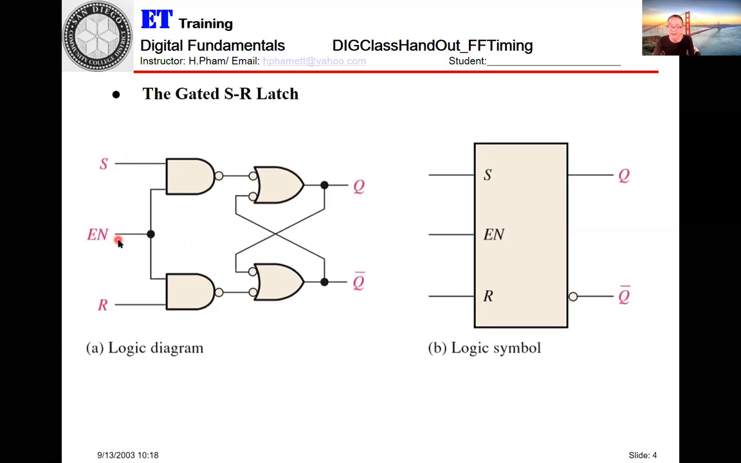Okay? So basically the enable here controls that output. If you want to apply S and R and the output will be changing, then enable must be 1. So if I'm looking at the symbol right here, if I get an enable equal 0, no matter what S equal, R equal, the output has to be no change. If you want the output to be changing, enable must be 1.